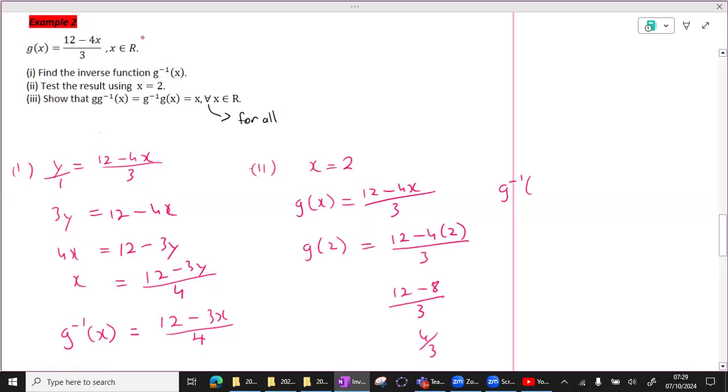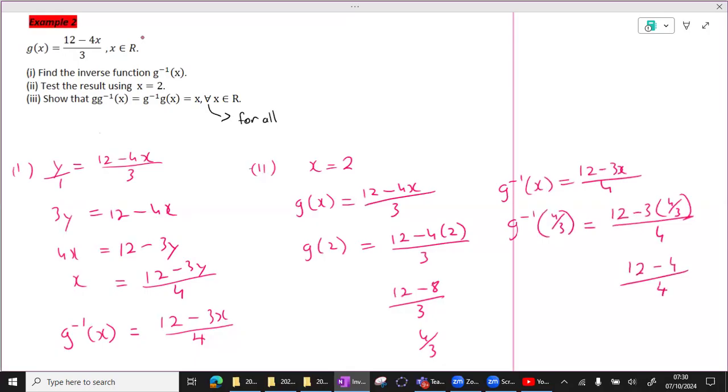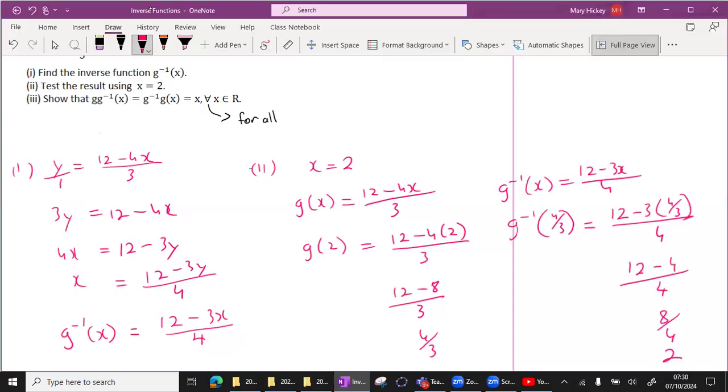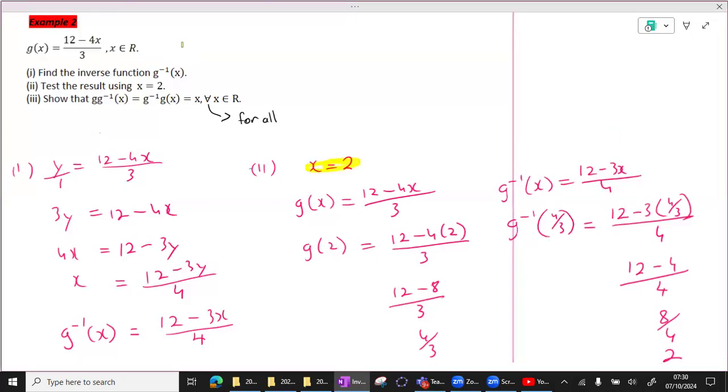Now, if I look at the inverse function, again I'll just rewrite that. So this is the inverse function for g. What I'll do is put in 4 over 3. In other words, I'm putting in my answer from the last one. So that'll end up being 12 minus 4 over 4, which is 8 over 4, which is 2. Now, the reason I'm showing you this is because if indeed it is an inverse, then I should get back the starting point if I put the answer into the inverse.